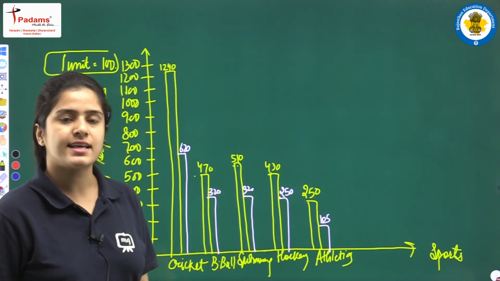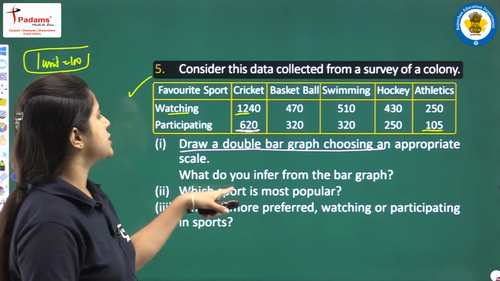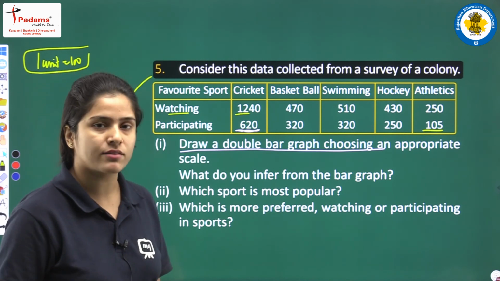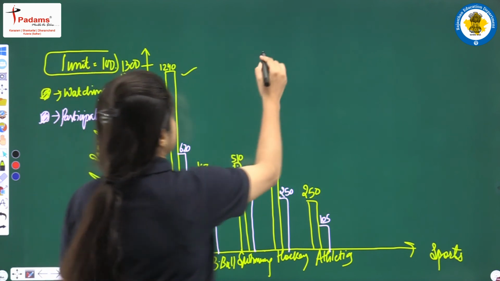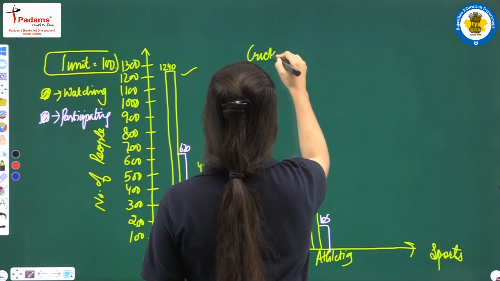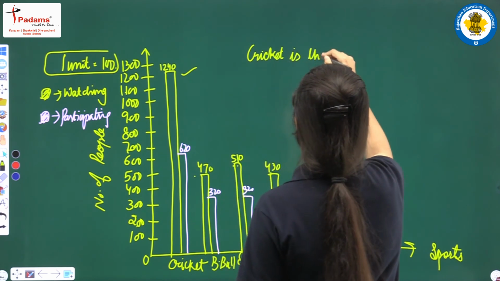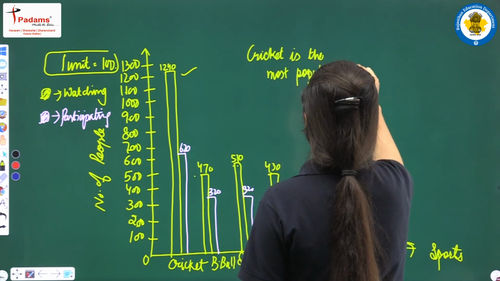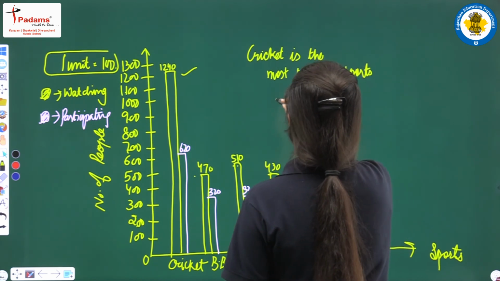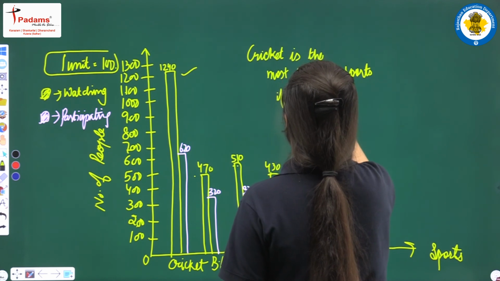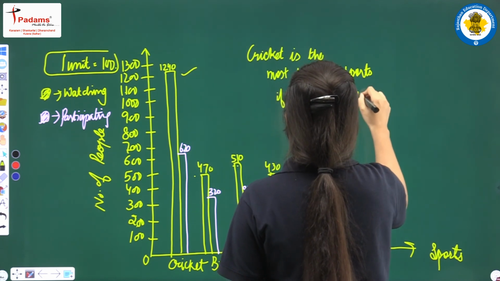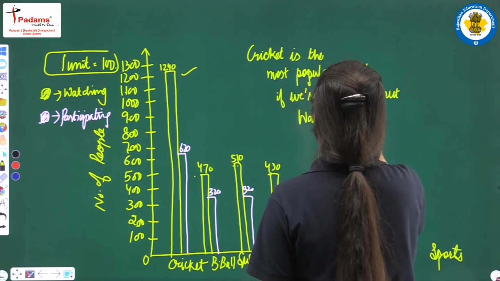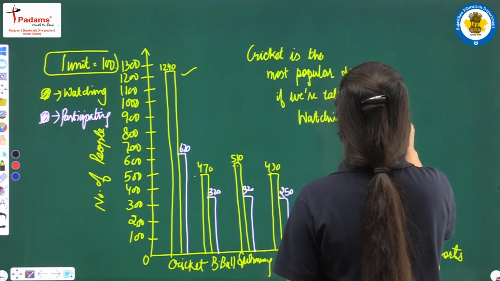Okay, so what is the next question? Next question is, which sport is the most popular? All right students, clearly what we have inferred from the bar graph is that cricket is the most popular sport if you are talking about watching or participating.